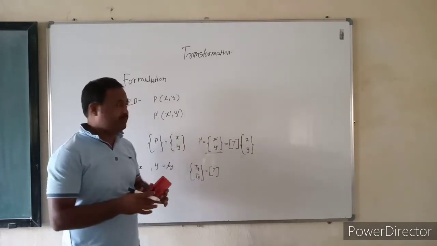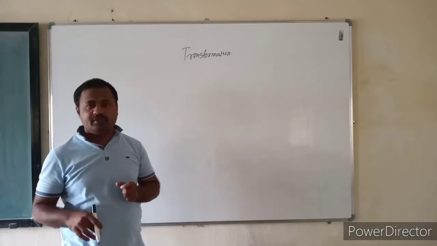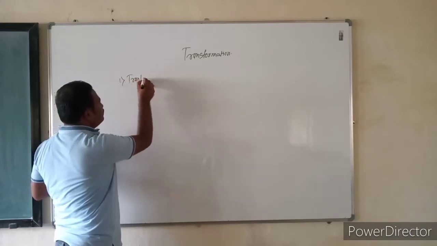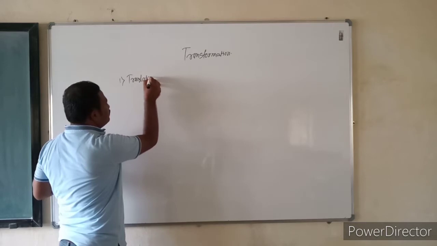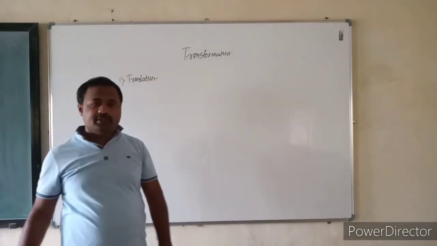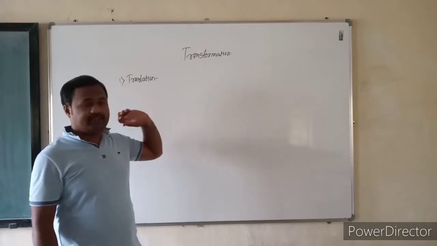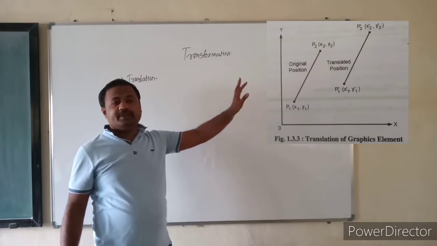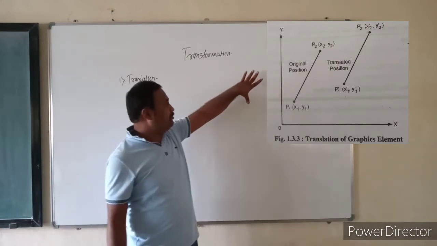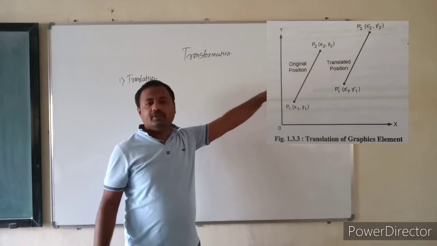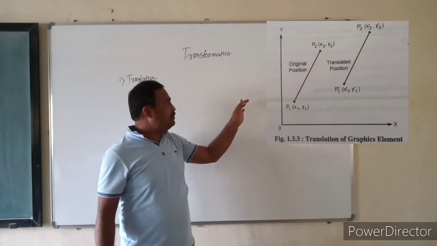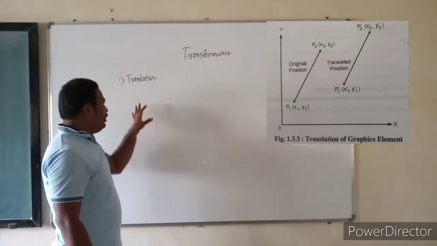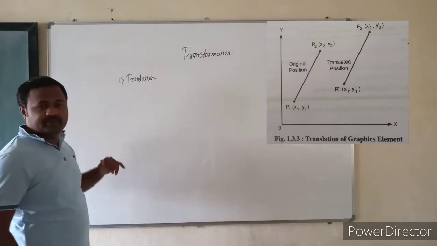Next, in transformation, the first transformation is translation. In the figure, you can see what is meant by translation. The line P1, P2 is translated to a new location P1 dash, P2 dash. The original line is P1, P2, translated to the new location P1 dash, P2 dash.